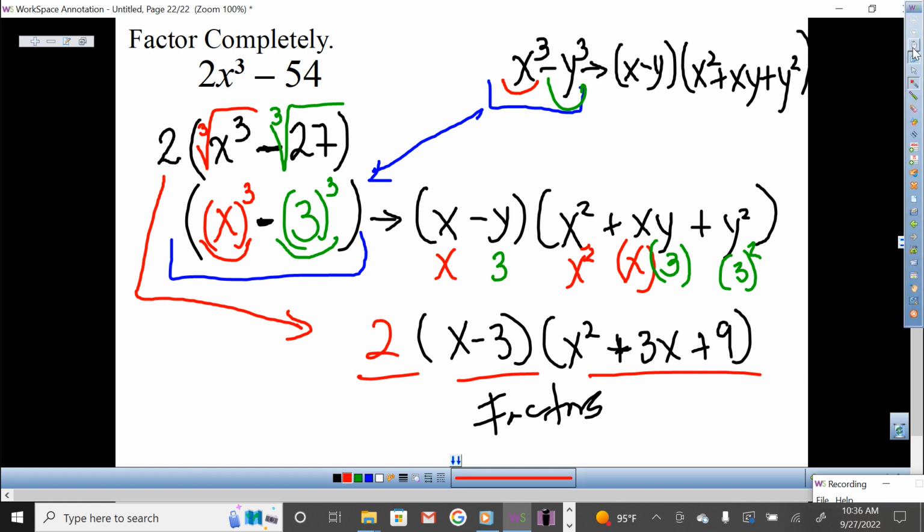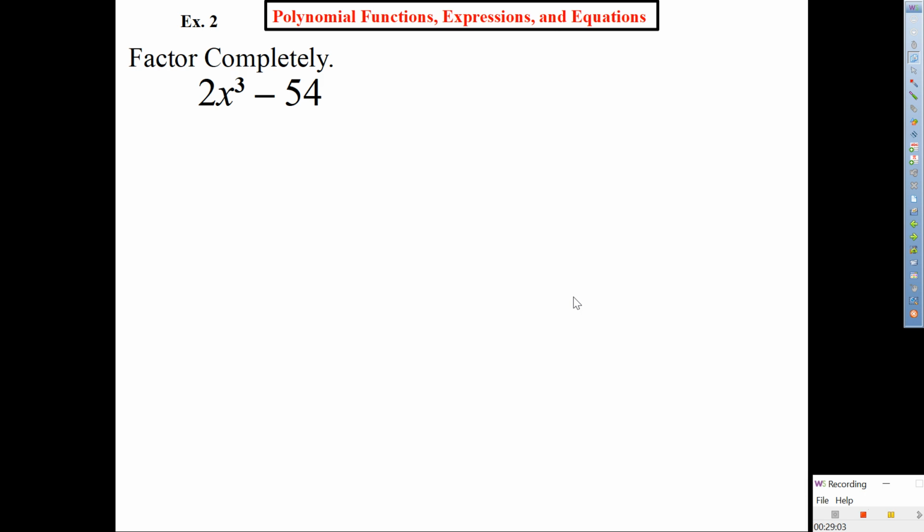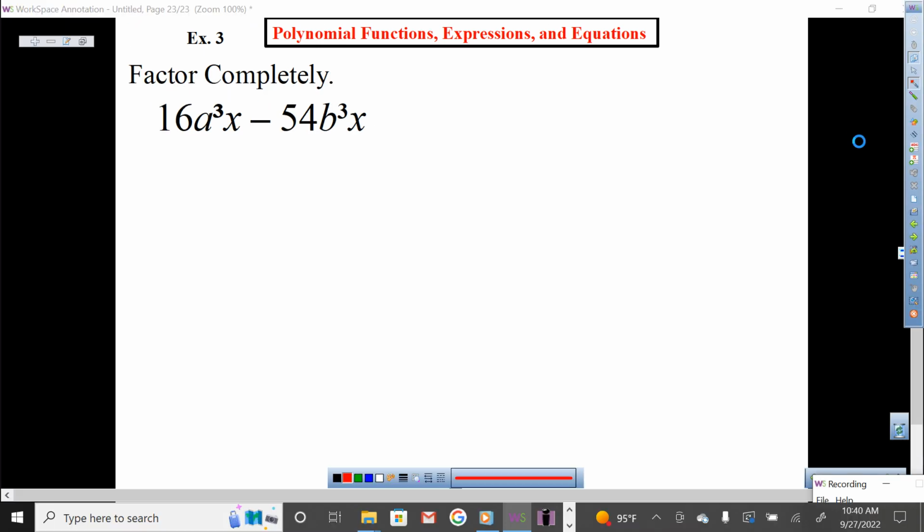Example 3. We got 16a cubed x minus 54b cubed x. All right. Is it in standard form? Yes. Is there a GCF? Yes. Talk it over here. Let me know what the GCF would be for this one. One number divides a number, and what else do they have in common?